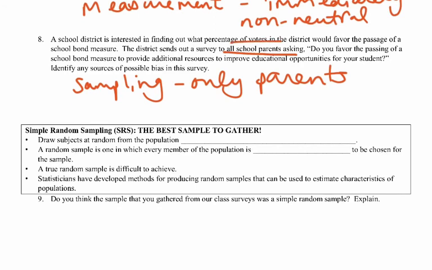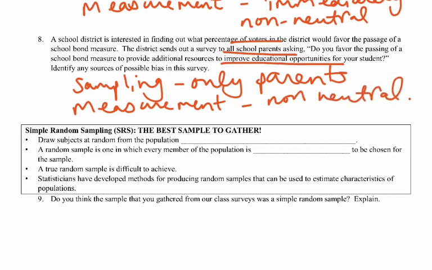And then I would also say you've got a measurement bias for the same reason as the last example, the way the question is worded. The way it's worded says, do you support passing a school bond measure to provide additional resources to improve educational opportunities? And so the answer is that that's a non-neutral question. Once again, non-neutral language.